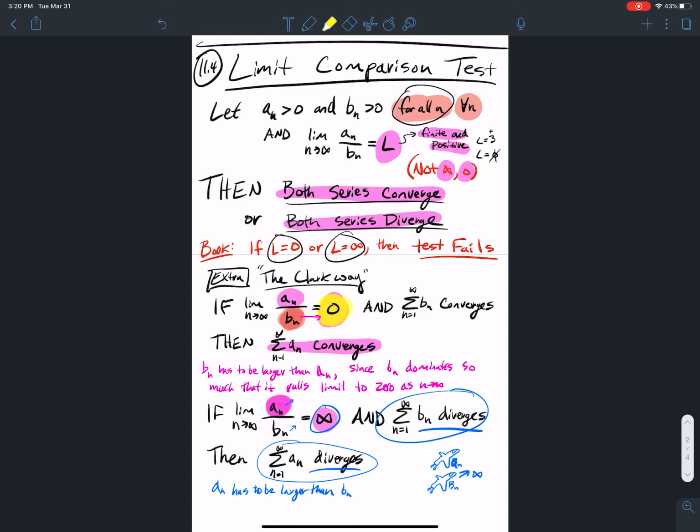then looking at that problem, it would be inconclusive if all you knew was it was 0, the limit of the ratios, an over bn, of those sequences. But if you also know that bn converges, then by golly, an has to converge also.